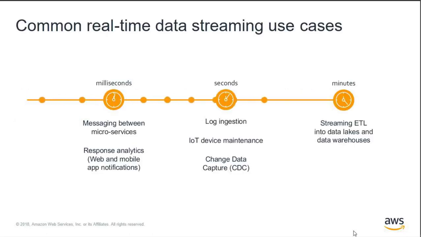So when we talk about real-time or data streaming use cases, generally customers tend to gravitate toward the use cases that are generated in the milliseconds or even faster. This is responding to data as it happens. It's messaging between microservices. However, when we talk about getting timely insights, it's really a spectrum.